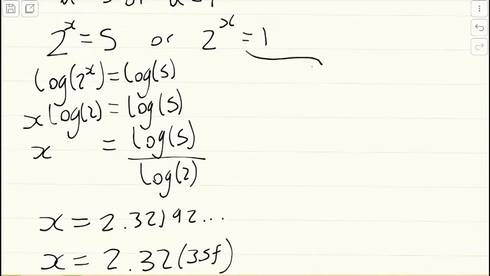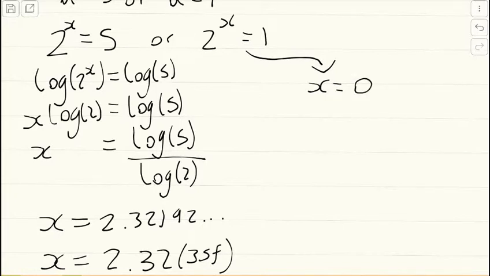Okay, now let's take the other example here. So 2 to the power of x is equal to 1. So, well, there are two ways of looking at this. We can do it by taking logs of both sides, but actually, if 2 to the power of x is equal to 1, then x in this case must be equal to 0, because if you raise something to the power of 0, you get 1.